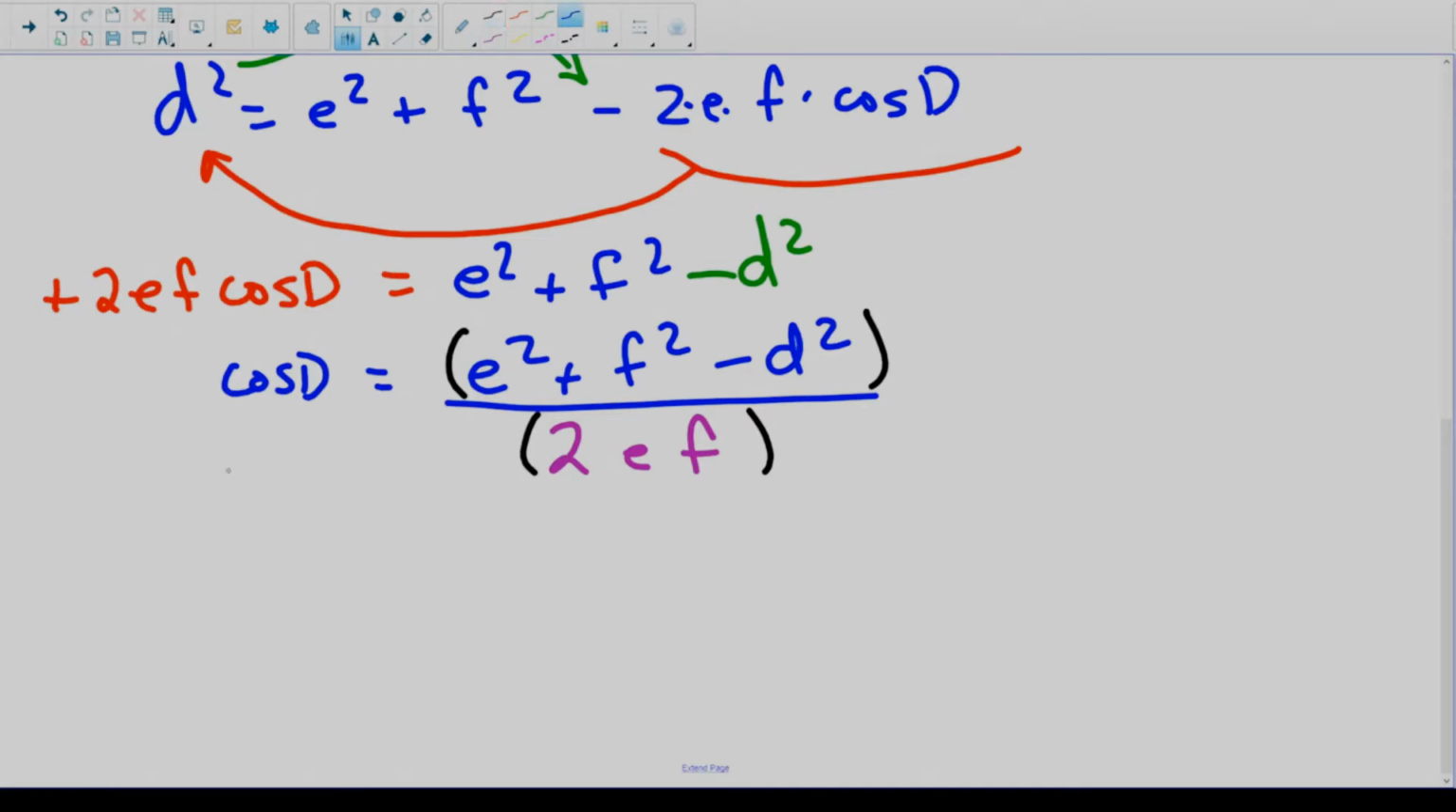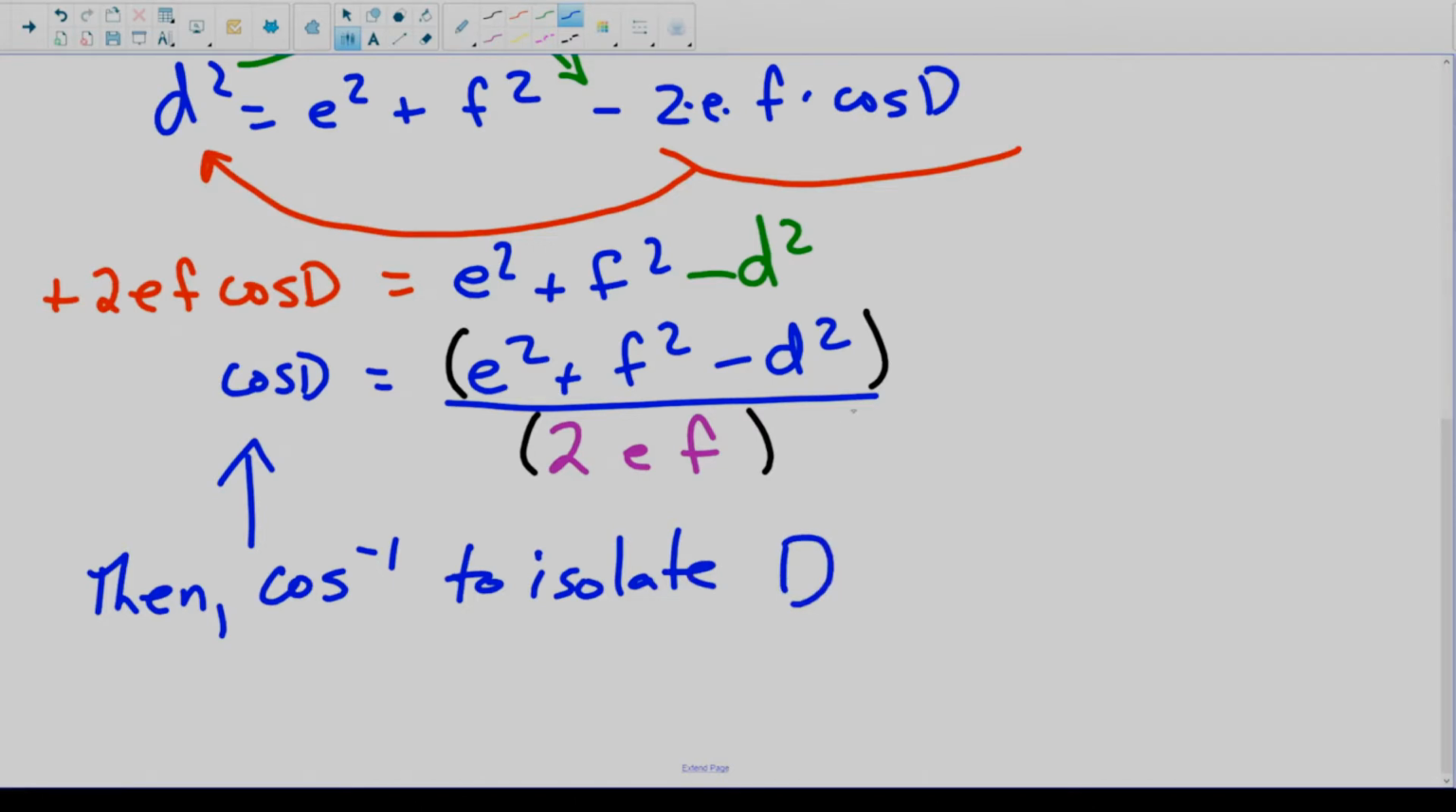Now we're not done. We're trying to get d by itself. So what do I do to destroy the cosine? To destroy cosine, you have to arc cosine both sides, to isolate d.